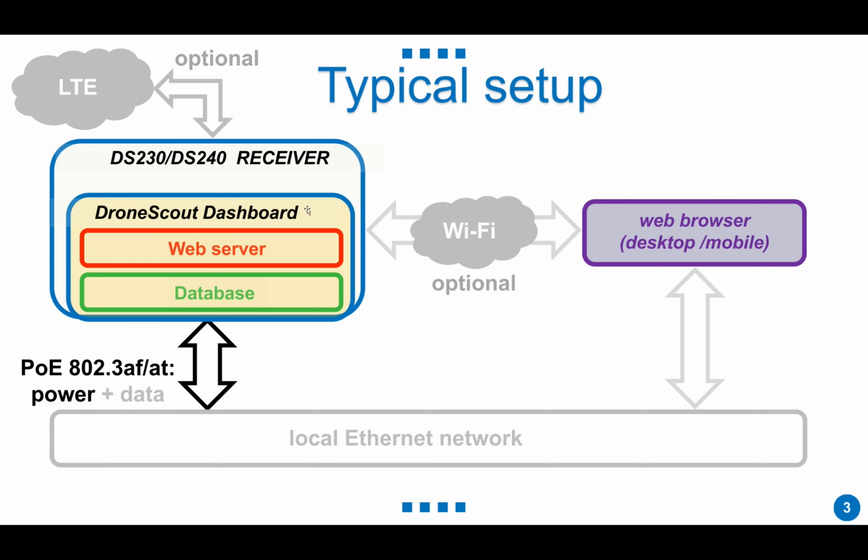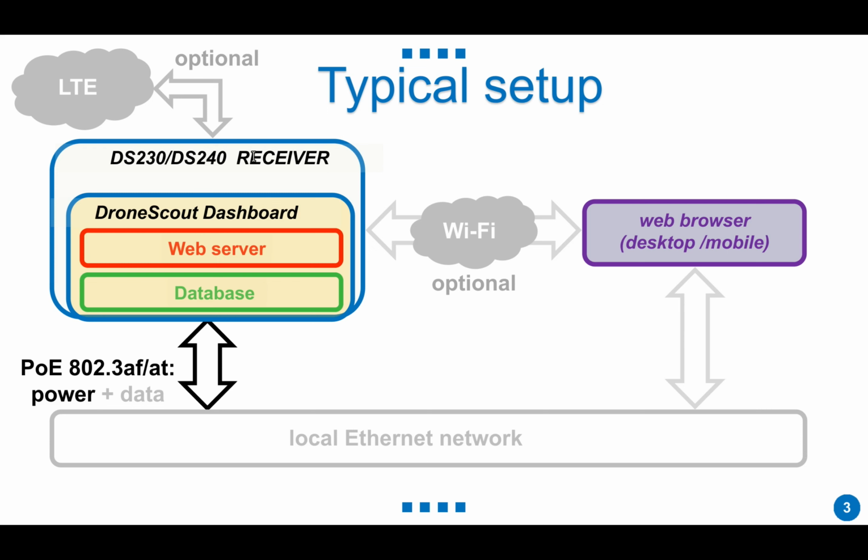So the DroneScout Dashboard option can be installed on your remote ID receiver, and it consists of a database for storing the remote ID signals and a web browser for visualization. So once that is installed, your client, your laptop or your smartphone is also connected to the local Ethernet network and then can go to the IP address of the receiver to view the dashboard.